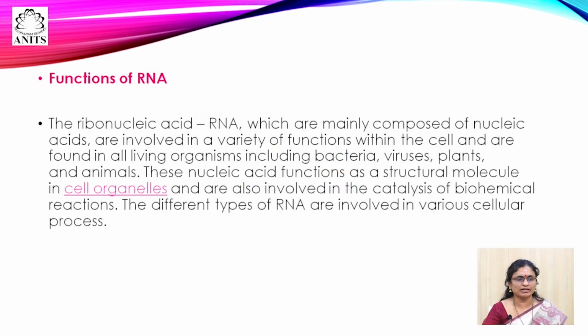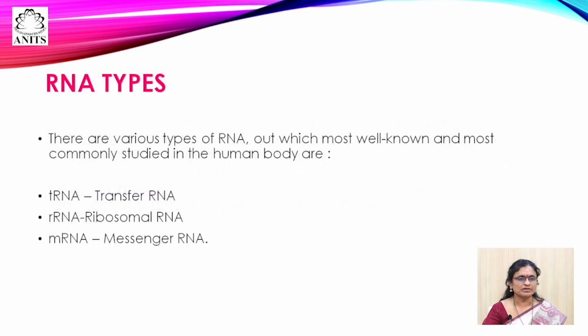Coming to functions of RNA. RNA, which are mainly composed of nucleic acids, are involved in a variety of functions within the cell and are found in all living organisms, including bacteria, plants, viruses, and animals. These nucleic acids function as a structural molecule in all cell organelles and are also involved in the catalysis of biochemical reactions. The different types of RNA are also involved in various cellular processes. There are various types of RNA, but well known are tRNA, which is called as transfer RNA, rRNA, ribosomal RNA, and mRNA, messenger RNA.